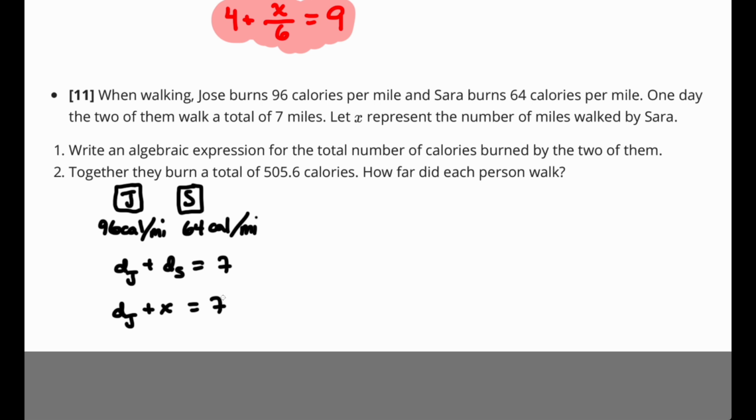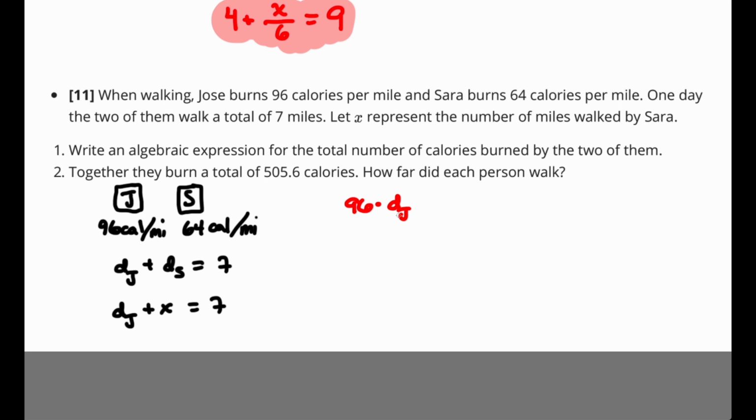So to figure out the total number of calories, we would have to be multiplying Jose's rate of calorie burn and Sarah's rate of calorie burn by the miles, because it's calories per mile, so we're going to multiply by miles to get the total calories. So basically, I'm going to switch colors here. We would have something like this. We would have 96 calories per mile times the distance of Jose.